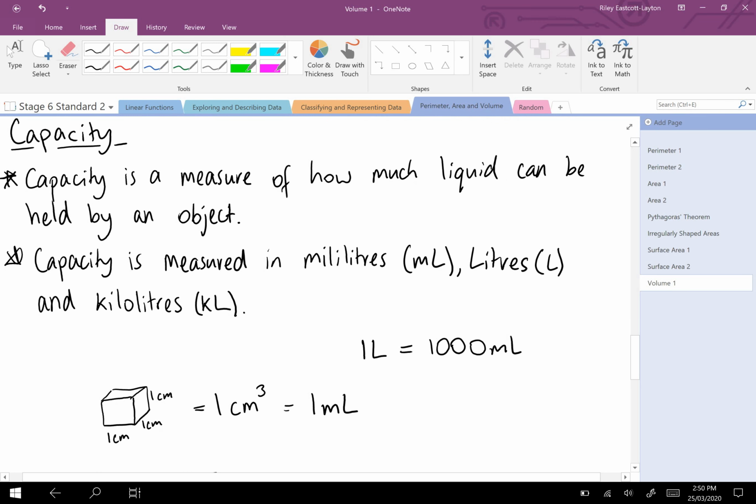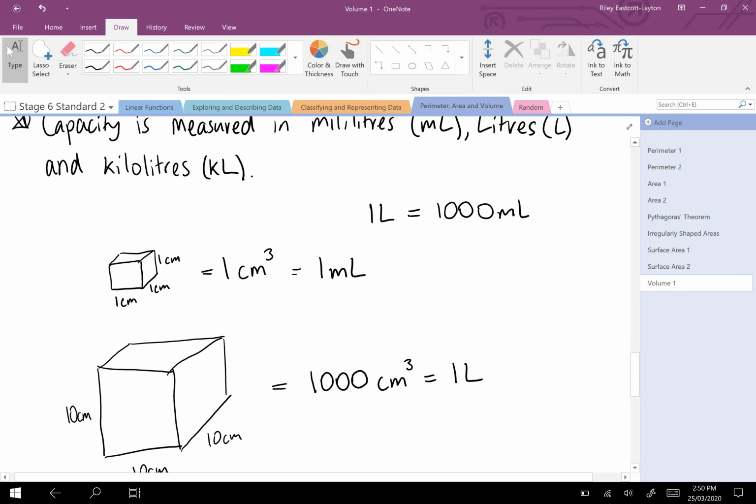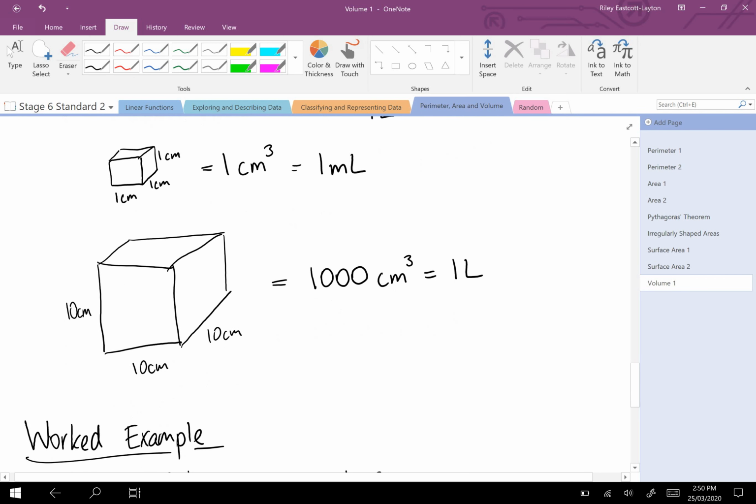And you should probably remember a little bit of capacity as well. 1 centimetre cubed is 1 mil. 1,000 centimetres cubed is 1 litre.